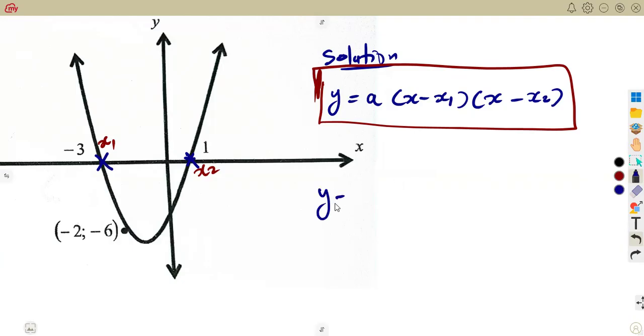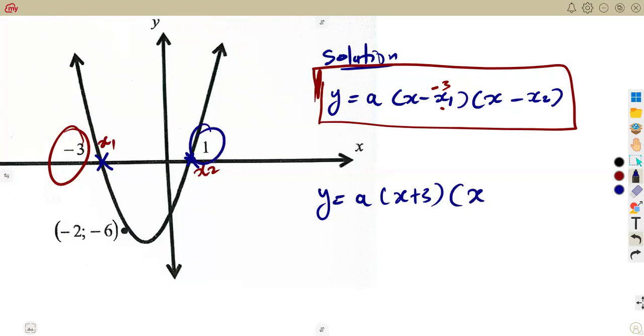So that is y is equal to, remember your intercepts x1 and x2. This is -3, so if you put a -3, it is going to change: negative, negative, that's a positive. So that's (x + 3)(x - 1). If you put a 1 here, it just remains as a negative. As you can see, we do not have the value of a.